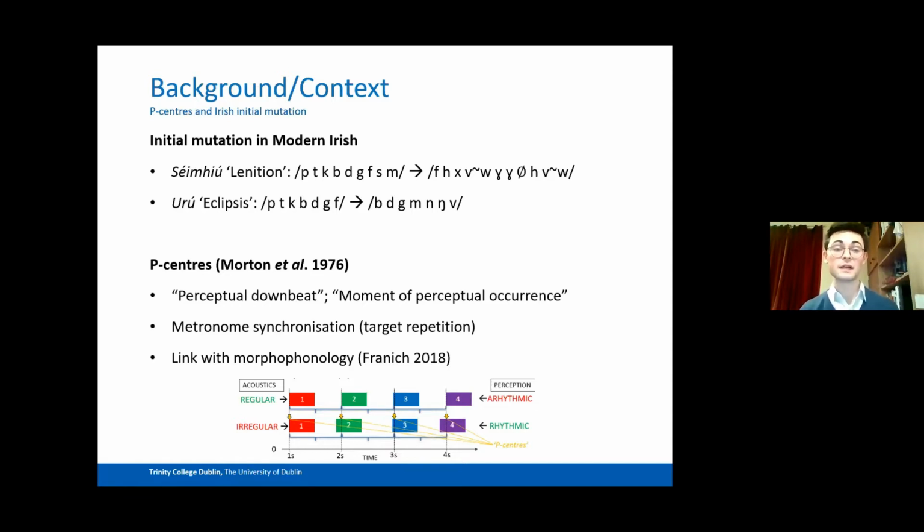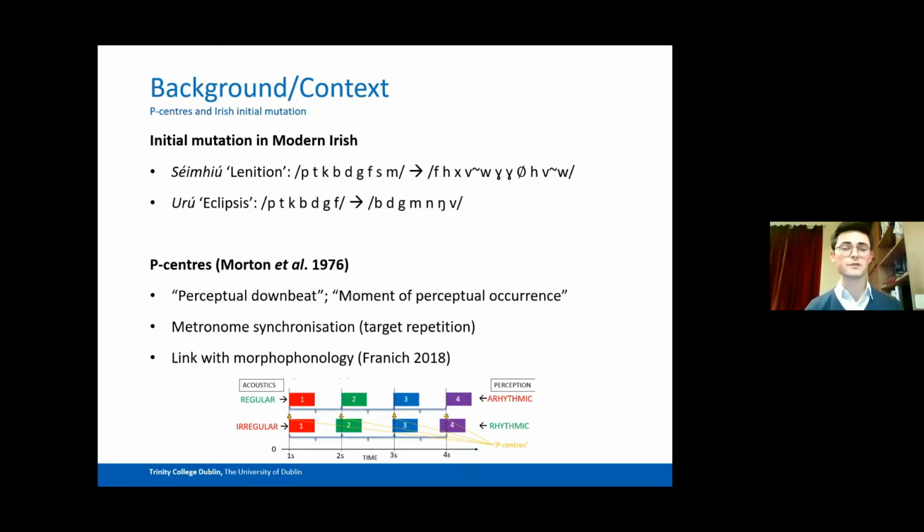It's a concept which was originated by Morton and colleagues in 1976 to account for issues in perceptual rhythmicity, the perception of sequences of syllables as rhythmic, in a psychological experiment that they were carrying out. It's been referred to as the perceptual downbeat of a syllable, or the moment of perceptual occurrence of a syllable. It's sort of when a language user's brain, if I can say that, clocks that a syllable is happening.